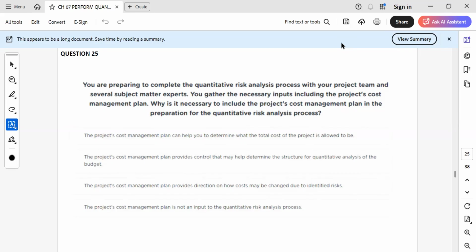Question number 25: you are preparing to complete the quantitative risk analysis process with your project team and several subject matter experts. You gather the necessary inputs, including the project cost management plan. Why is it necessary to include the project cost management plan in the preparation of the quantitative risk analysis process? A: The plan can help you determine what the total cost of the project is allowed to be. B: It provides control that may help determine the structure for the quantitative analysis of the budget. C: It provides direction on how costs will change due to identified risks. D: It is not an input to the quantitative risk analysis process.